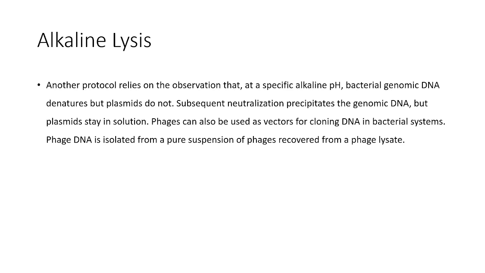Now, what happens in alkaline lysis? Another protocol relies on the observation that at a specific alkaline pH, bacterial genomic DNA denatures, but the plasmids do not. Furthermore, subsequent neutralization precipitates the genomic DNA, but plasmids stay in solution. Now, phages can be used as vectors for cloning DNA in bacterial systems. So phage DNA is isolated from a pure suspension of phages recovered from a phage lysate.